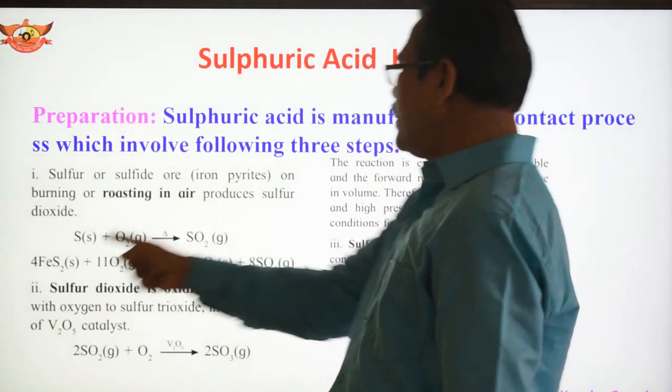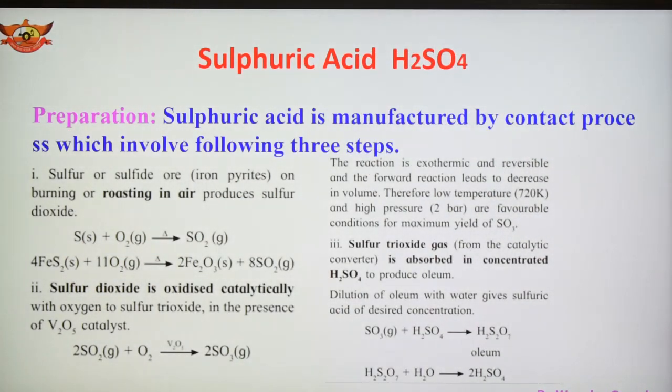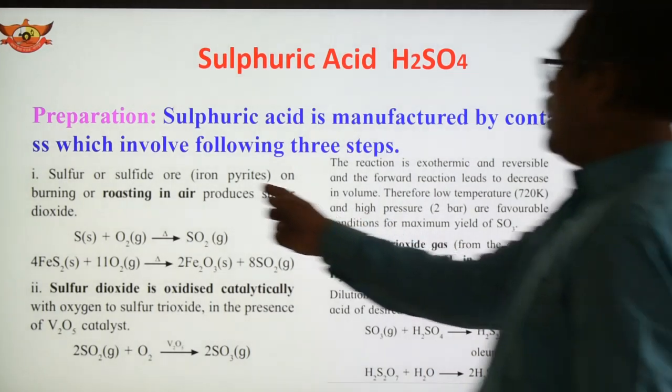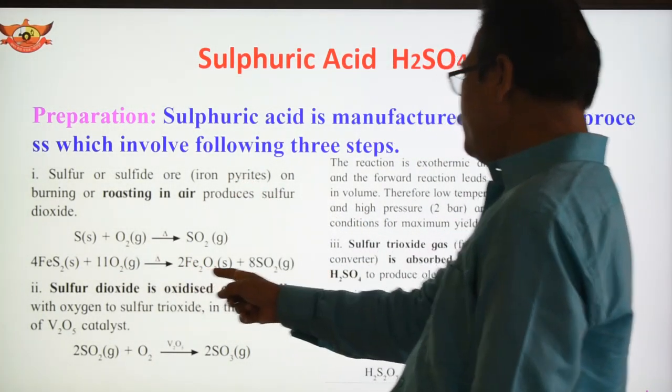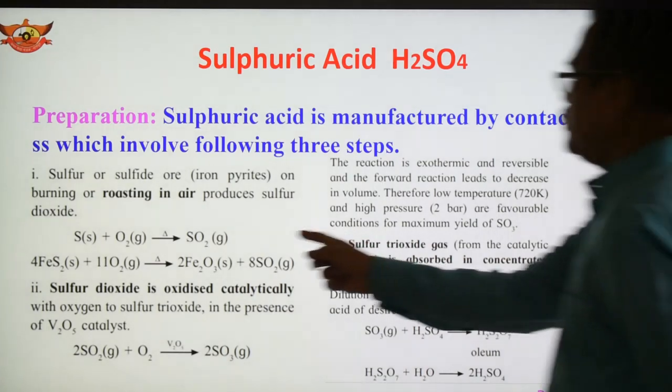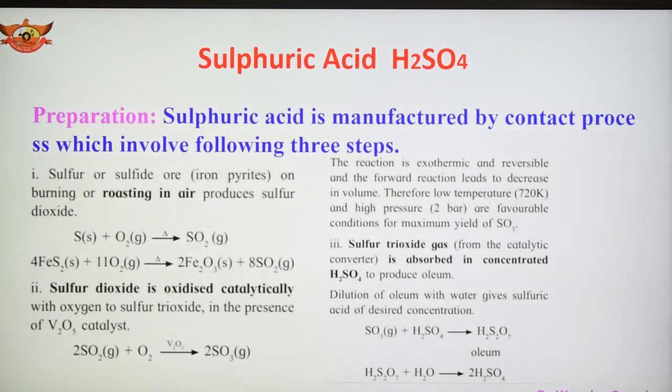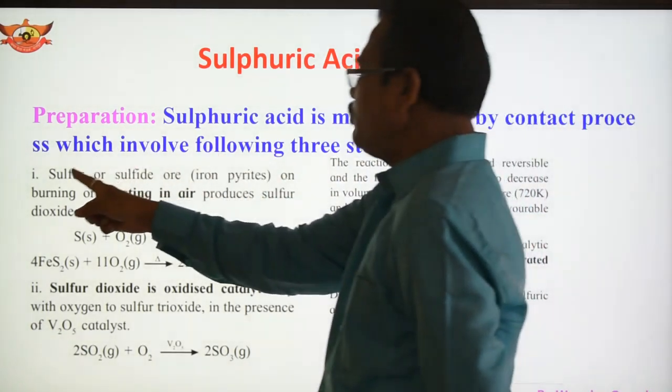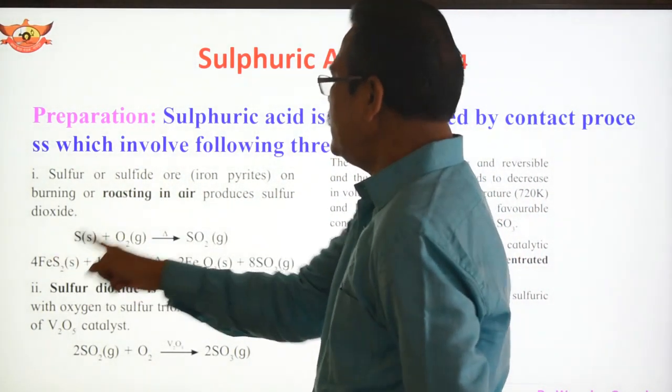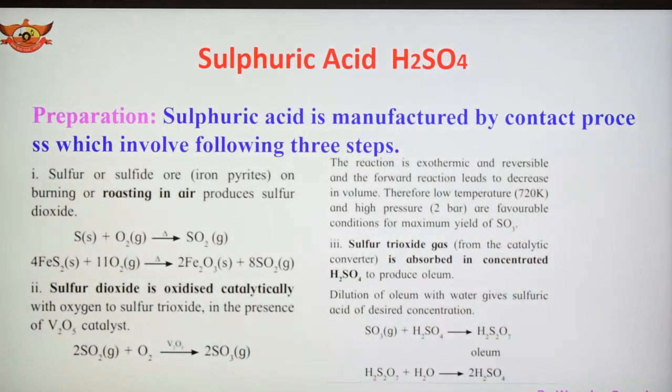Another is iron pyrite, the sulfide ore of iron. Iron sulfide, iron pyrite, reacts with oxygen and we get ferric oxide, and SO2 is formed. So in the first step sulfur dioxide is formed from sulfur or from ores like sulfide ore. We can start either from sulfur or from the sulfide ore, and after burning or roasting in air it gives sulfur dioxide.